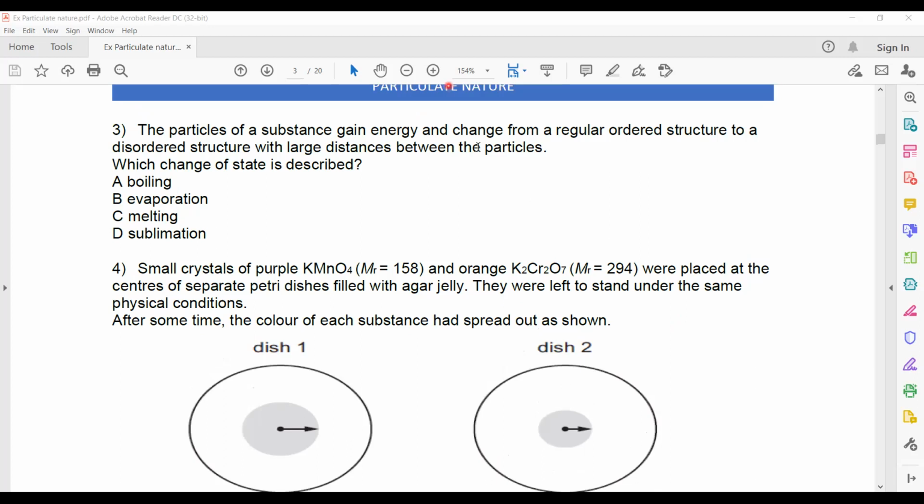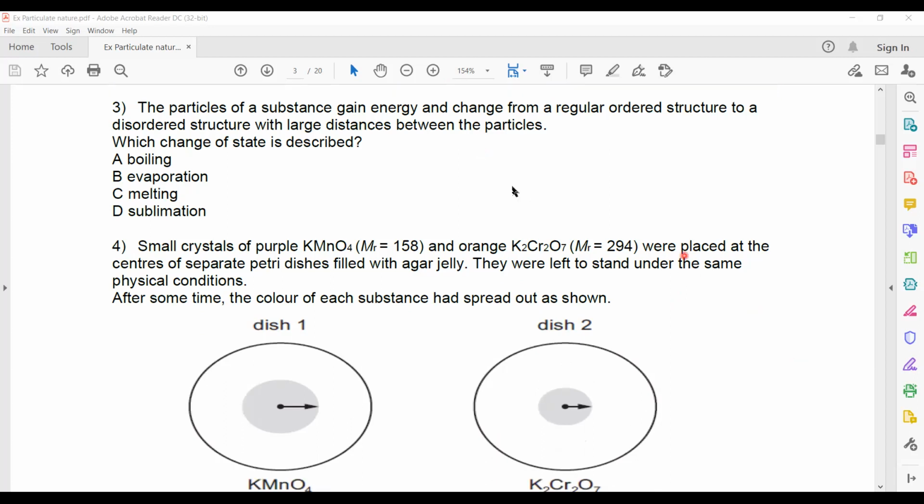So the right answer, if you read the question, they mention regular structure. So they're in a regular structure. So which substance has a regular ordered structure? It means it is a solid. So we have a solid, and it changes to a disordered structure with a large distance between the particles.